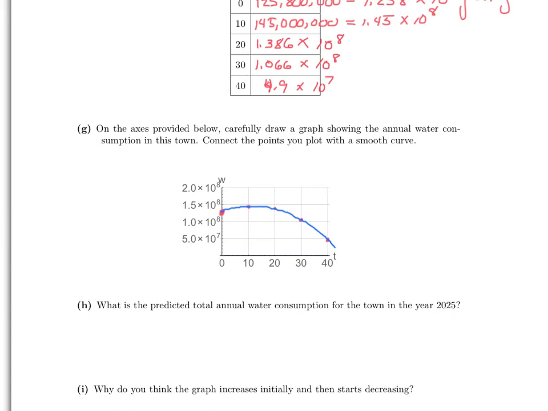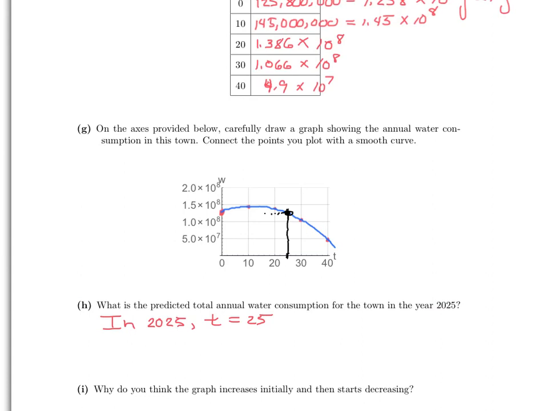In the year 2025, what value does t have? Well, remember, t represents the number of years since the year 2000. So in the year 2025, we're talking about 25 years later. So t is 25. So if I go to the graph and I start at t equals 25, if I go up to the curve, I get a point right about there.